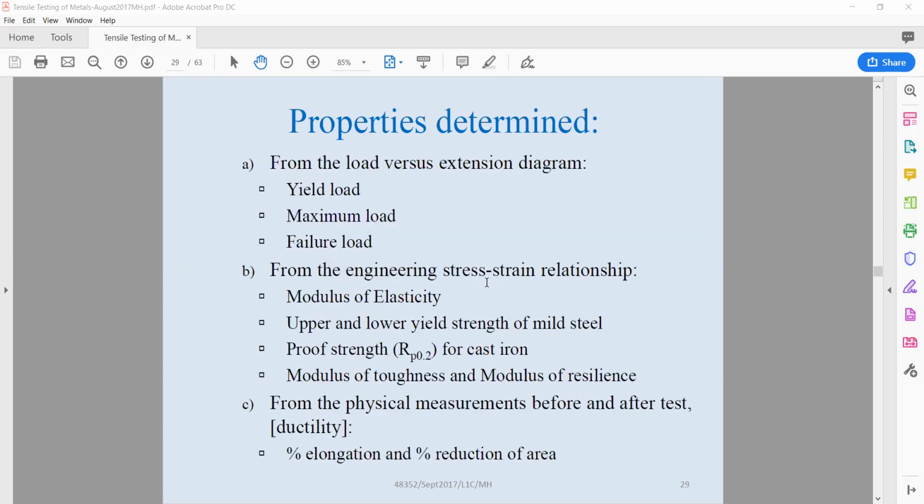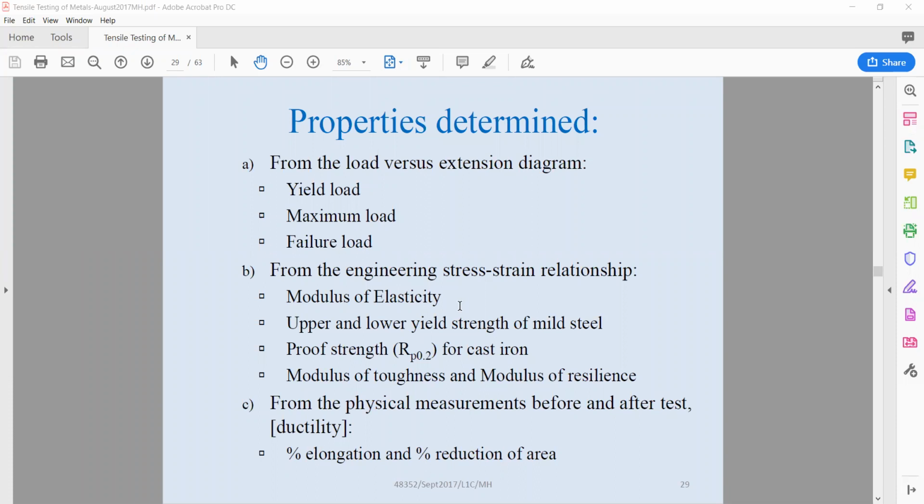What are the properties determined from this test? From the load versus extension diagram, you get yield load, maximum load, failure load. But from the engineering stress strain curve, remember it is the engineering stress strain curve. The true stress strain curve is different. For the true stress strain curve, we have to use the instantaneous cross-sectional area to plot the curve, but that's not easy. So what we have is the engineering stress strain relationship. And what it means is, to get the engineering stress, you divide by the cross-sectional area.